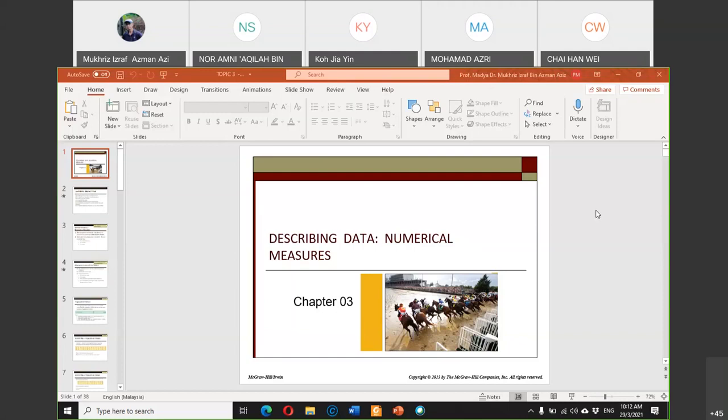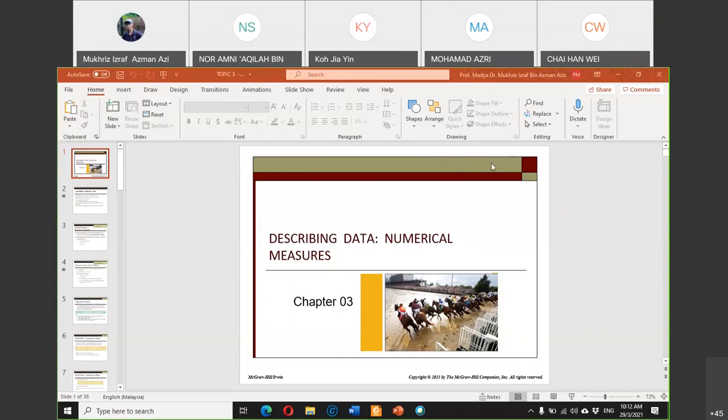Today, so that you will keep in mind for the rest of the semester, what you learn in chapter 3 will be used throughout the rest of the syllabus, especially the calculation of mean, standard deviation, and also variance. These will be used throughout the rest of the syllabus.